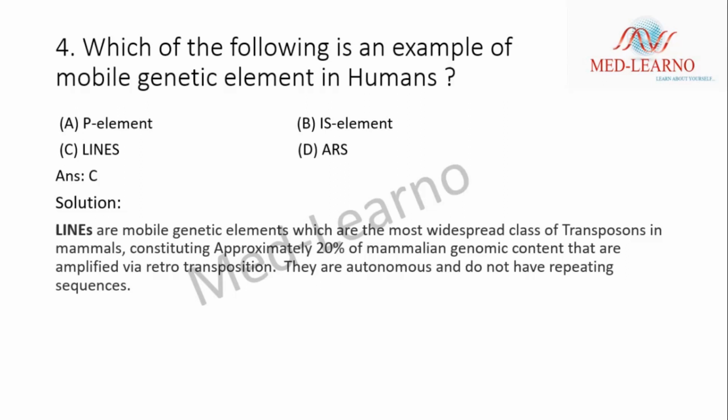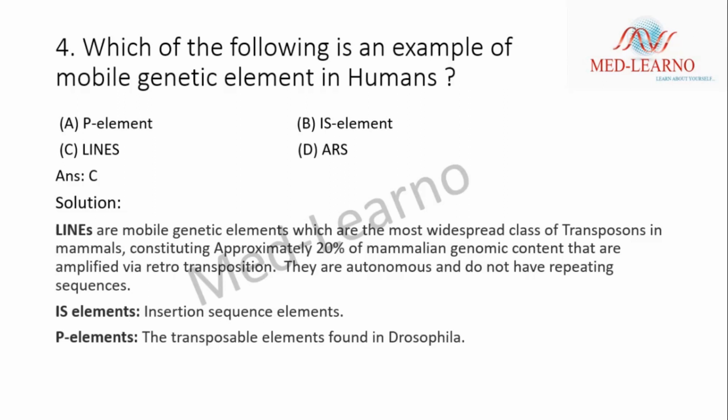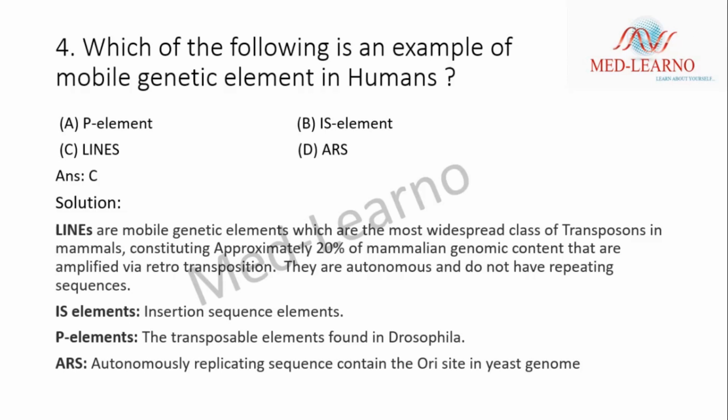LINEs are mobile genetic elements which are the most widespread class of transposons in mammals, constituting approximately 20% of mammalian genomic content, amplified via retrotransposition. They are autonomous and they do not have repeating sequences. IS elements means insertion sequence elements. P elements are the transposable elements found in Drosophila. ARS, autonomously replicating sequence, contains the ORI site in the yeast genome.